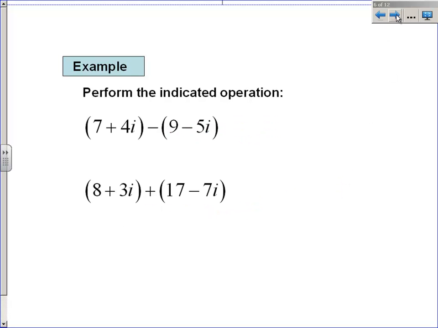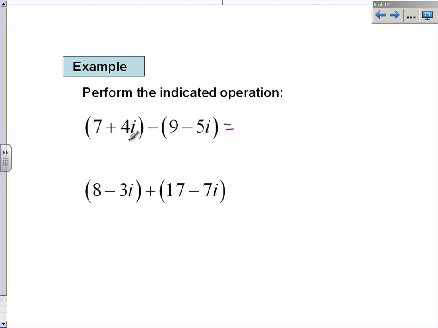All right, let's get to some operations. Adding and subtracting complex numbers is relatively easy. What we're going to do is add the real parts together or subtract the real parts together, depending on if we're adding or subtracting, and then we add or subtract the imaginary parts.